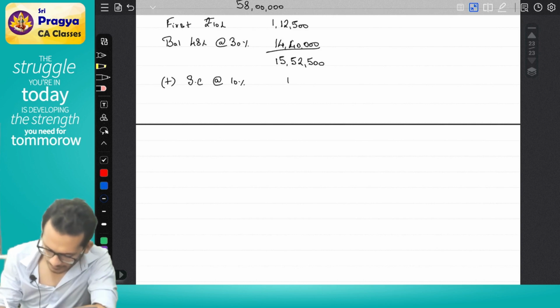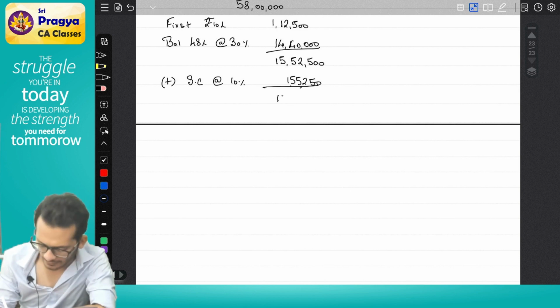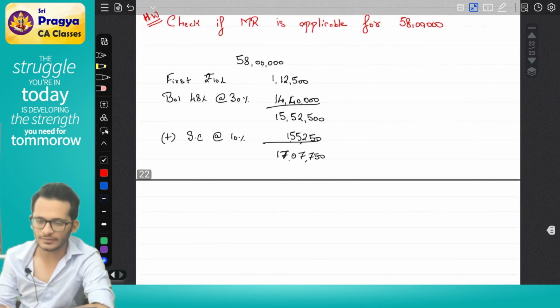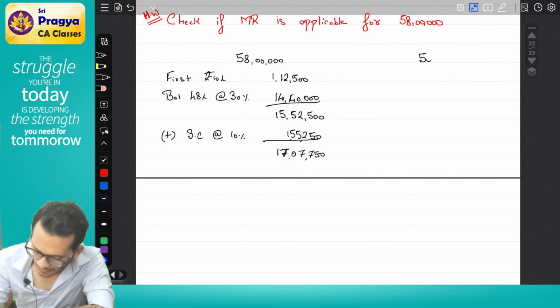The number is 1,55,250. Yes, total will become 17,07,750. Now that you have come till this stage, we'll have to take a pause and go to the right side. On the right side, we'll again compute tax for 50 lakhs.